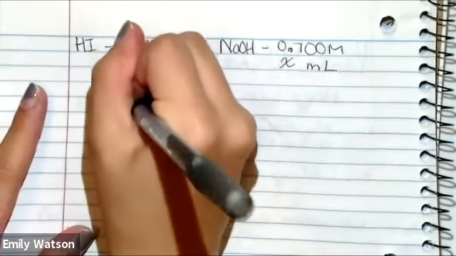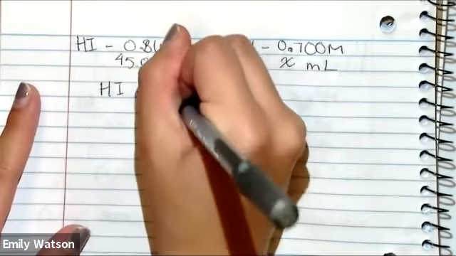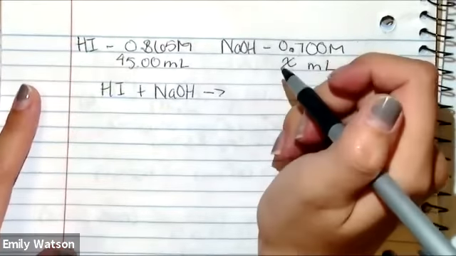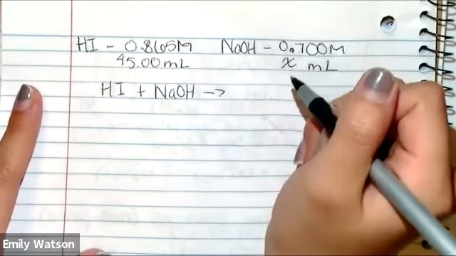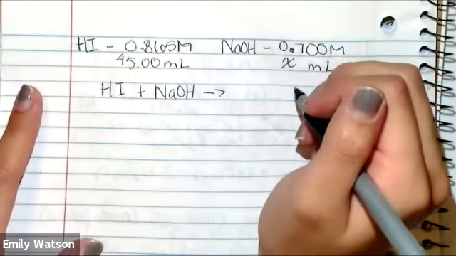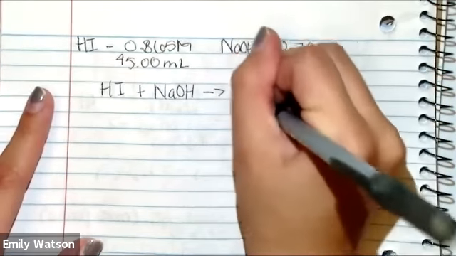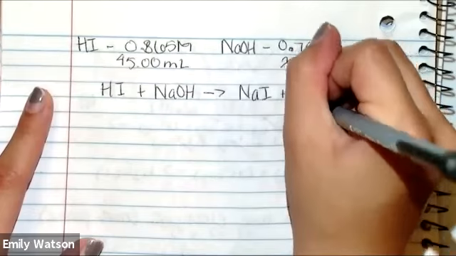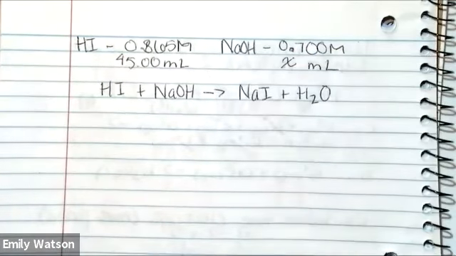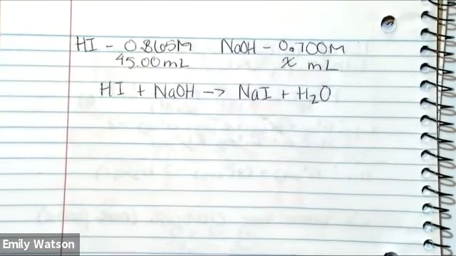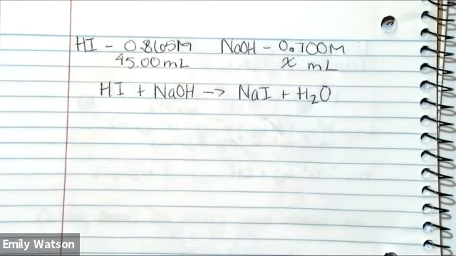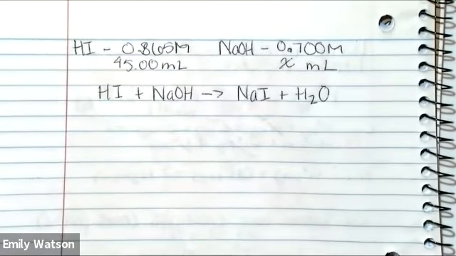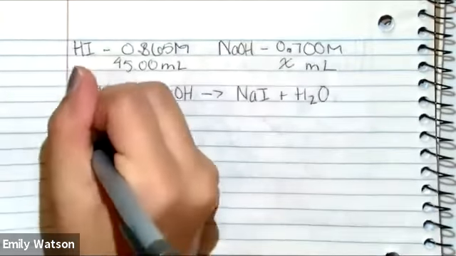So we're doing HI plus NaOH goes to, what are we going to form? Salt. What's our salt? Sodium iodide. And what else are we going to form? Water. Is this a balanced equation? Yes. So what's step 2? This is step 1, write your balanced equation. What's step 2?